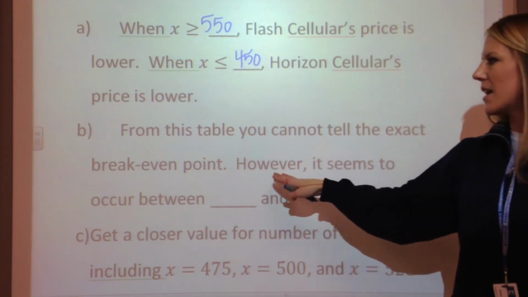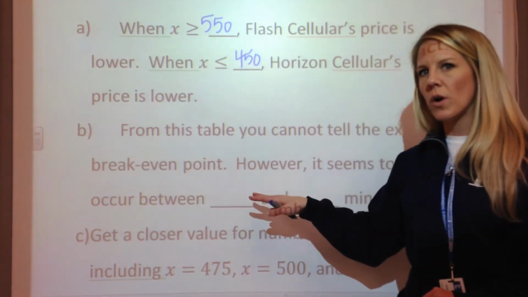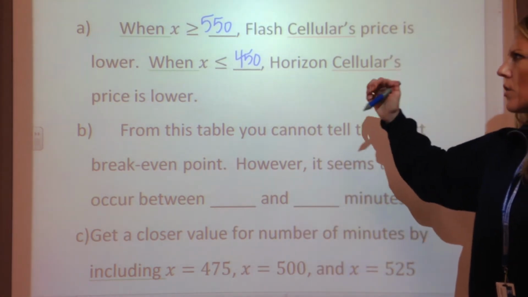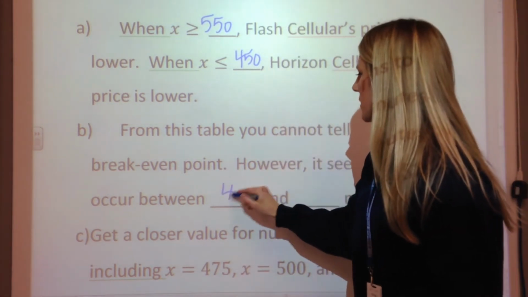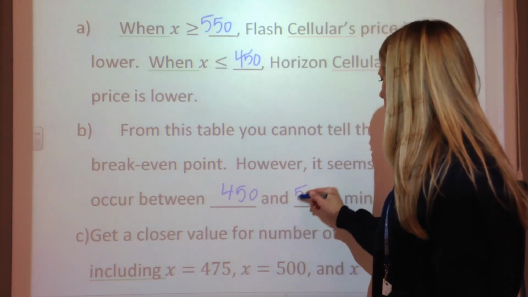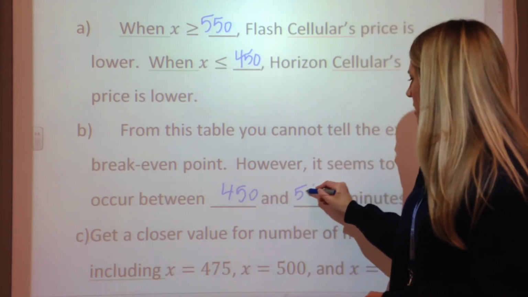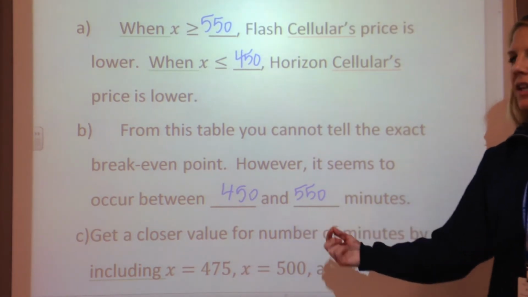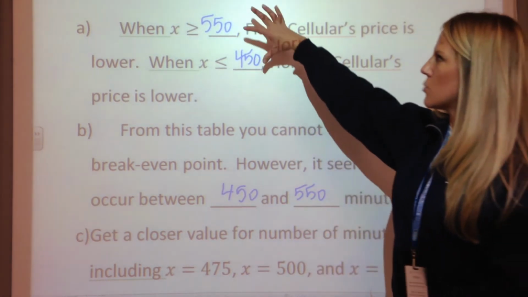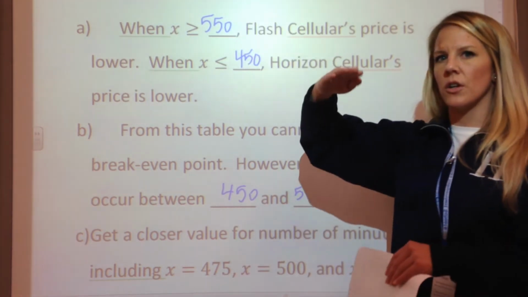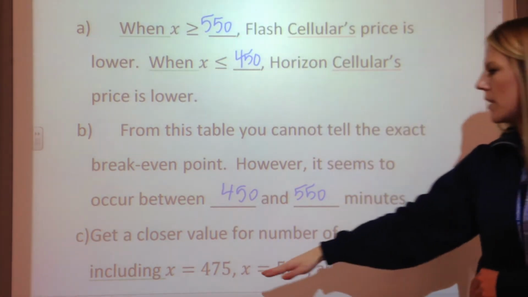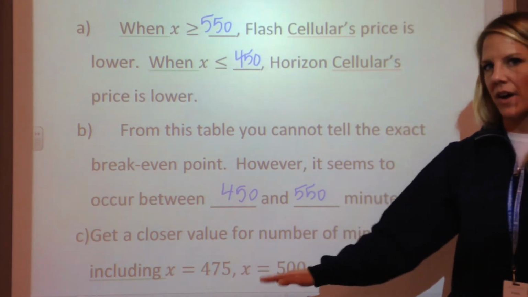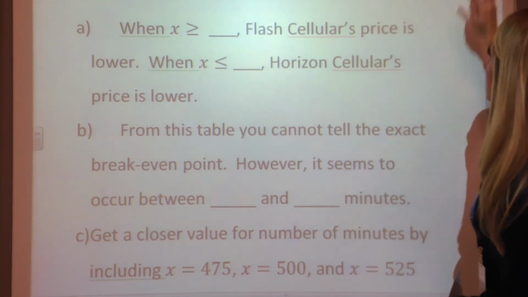So from the table, we can't tell that exact break-even point, where the price is the exact same. But we do know it's going to occur somewhere between this 450 and this 550, as we just saw in the table, where that slight change in price occurred. So because we know about where it occurs, let's get a closer view. Instead of this 100-minute spread, what if we look at 475 minutes, 500 minutes, and 525 minutes, and compare what they are charging us if I use those amounts of minutes.